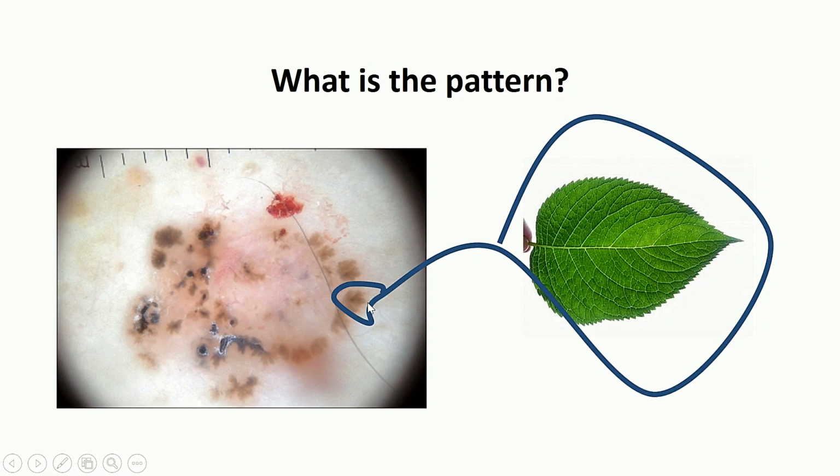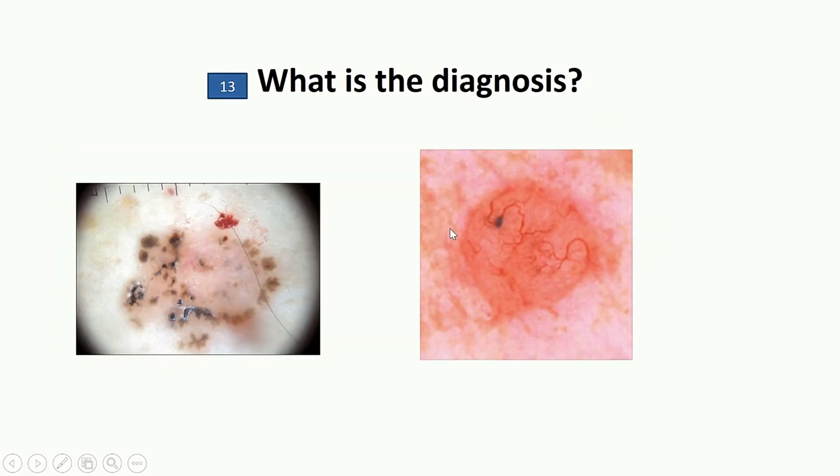Here the leaf-like structure. Leaf-like structure is a finding that is indicative of keratinization process, more related to basal cell carcinoma. What's the diagnosis? Arborizing vessel here and leaf-like structure, leaf-like pattern, basal cell carcinoma.